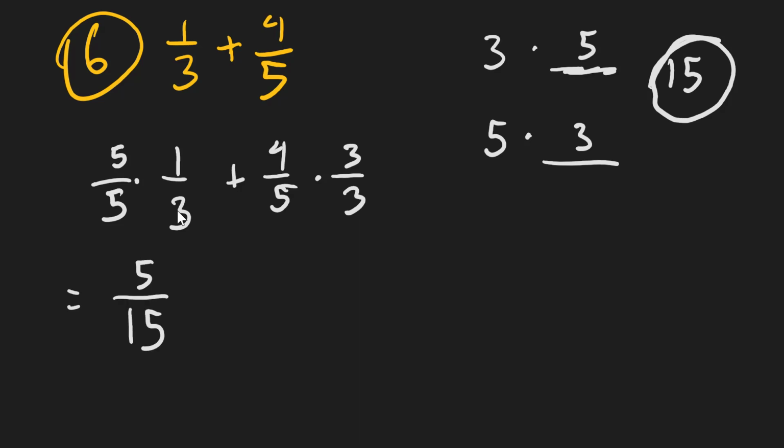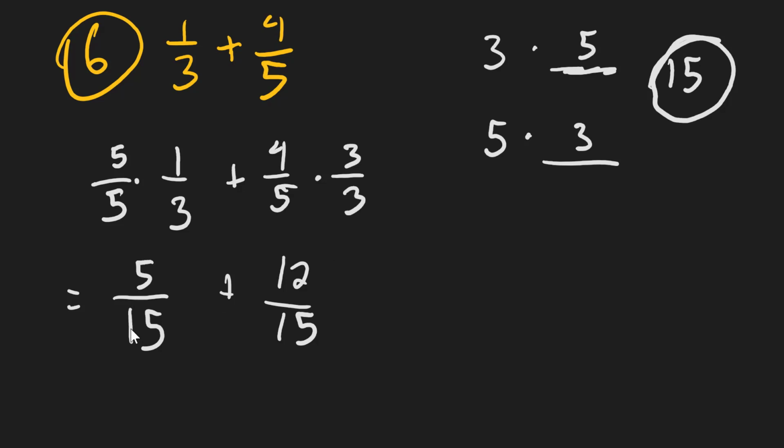Now we've successfully restated 1/3 in terms of 15ths. 1/3 is 5/15. Then we'll do the same thing up here. 4 times 3 is 12, and 5 times 3 is 15. Now we've restated 4/5 in terms of 15ths. 4/5 is the same as 12/15.